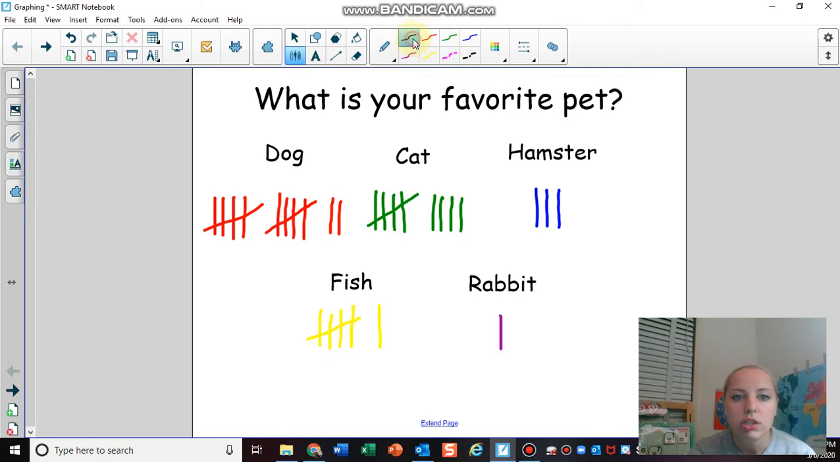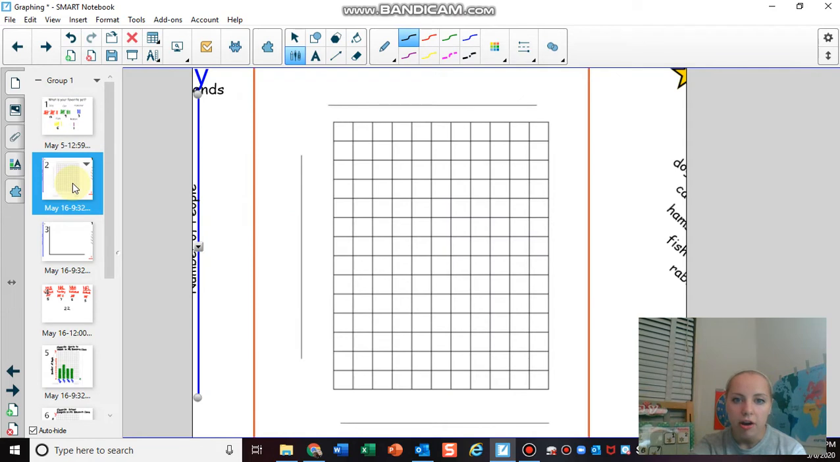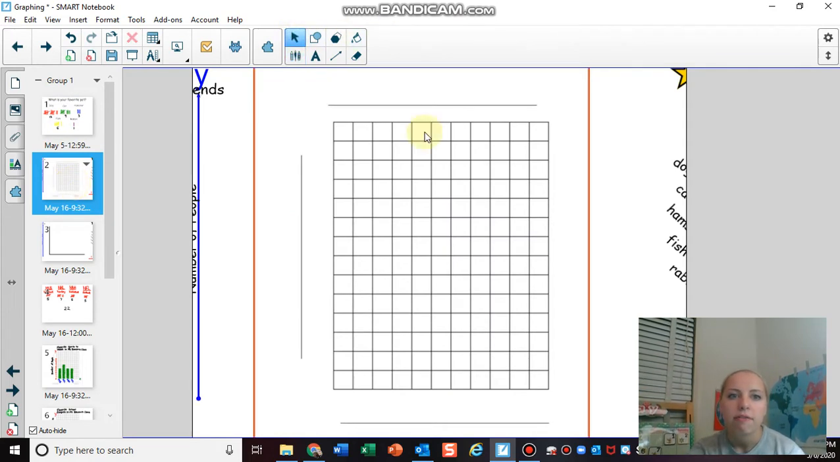Just to review, our dog category got 12 votes, cat got 9 votes, hamster got 3 votes, fish got 6 votes, and rabbit got 1. Now that we have our data entered into our data chart, we're going to go into our bar graph template and make our bar graph.